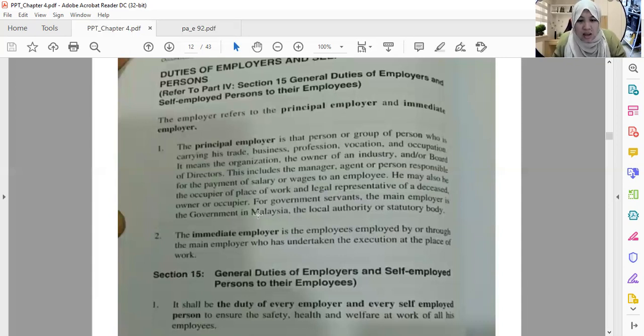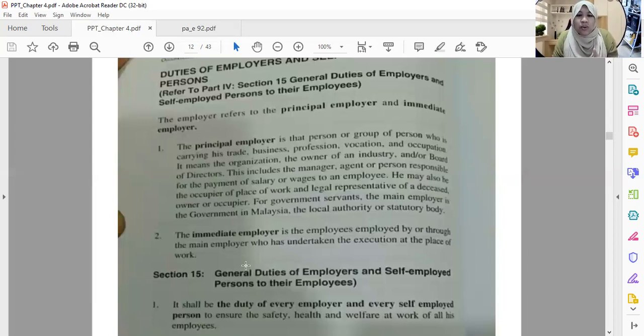For the government servant, the main employer is the government in Malaysia. Jadi orang yang bekerja kerajaan, mereka ni memang majikan utamanya adalah kerajaan Malaysia lah. Public servant atau dipanggil orang yang bekerja dengan kerajaan, mostly whatever they did was they must follow the rules of the government because they are bringing the name and the image of the government of Malaysia.